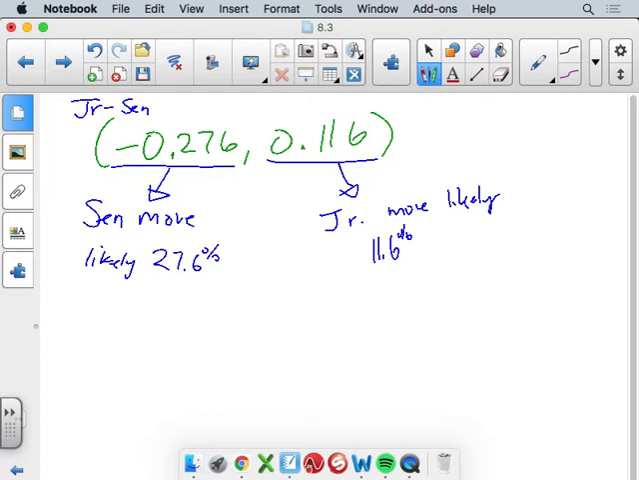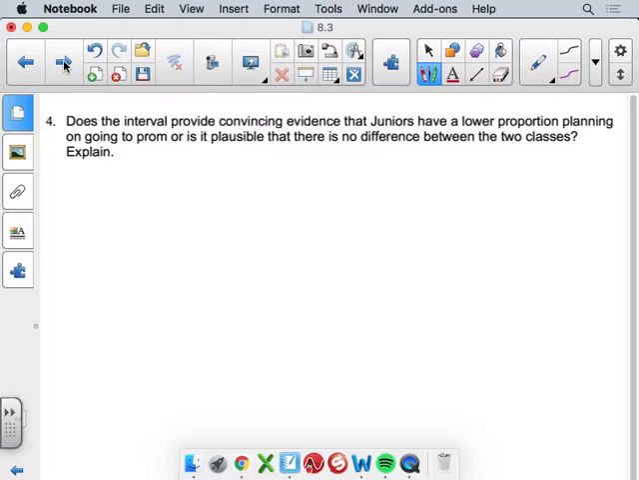So what our interval is really saying is we're 95% confident that the actual difference between them lies in the interval from seniors more likely by 27% to juniors more likely by 11%. So do we really know, on number 4, who's more likely to go? My paper was the one that was messed up, not yours. Do we truly know, do we have convincing evidence on who's going to be more likely?